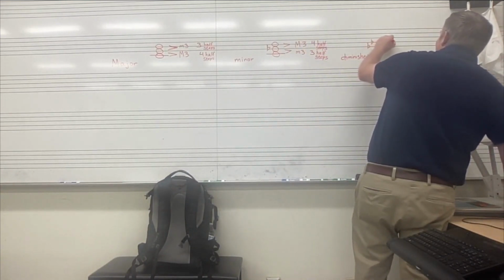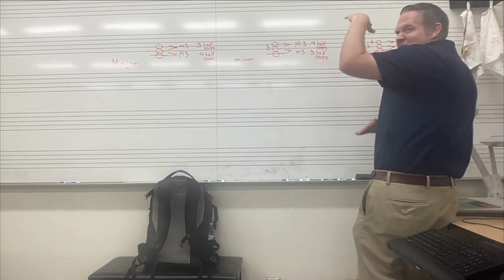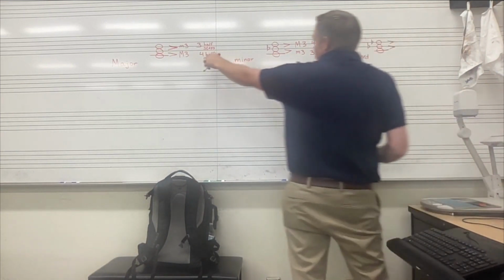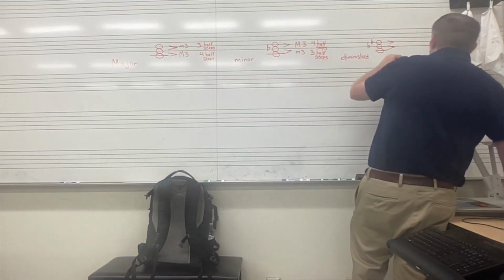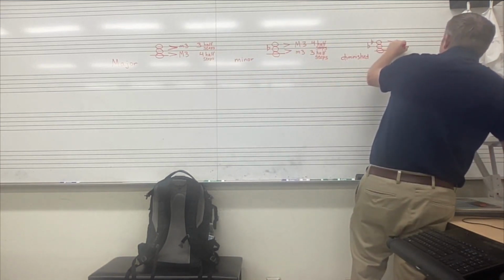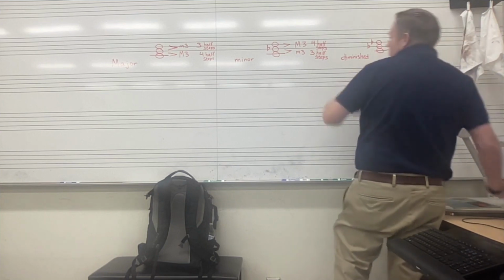What do we got? If we make it smaller, we had a 4 and a 3, then we had a 3 and a 4. We're gonna make it smaller. What are we gonna have? 2 minor. We're gonna have 2 minor thirds, a 3 and a 3. 3 half steps and 3 half steps.